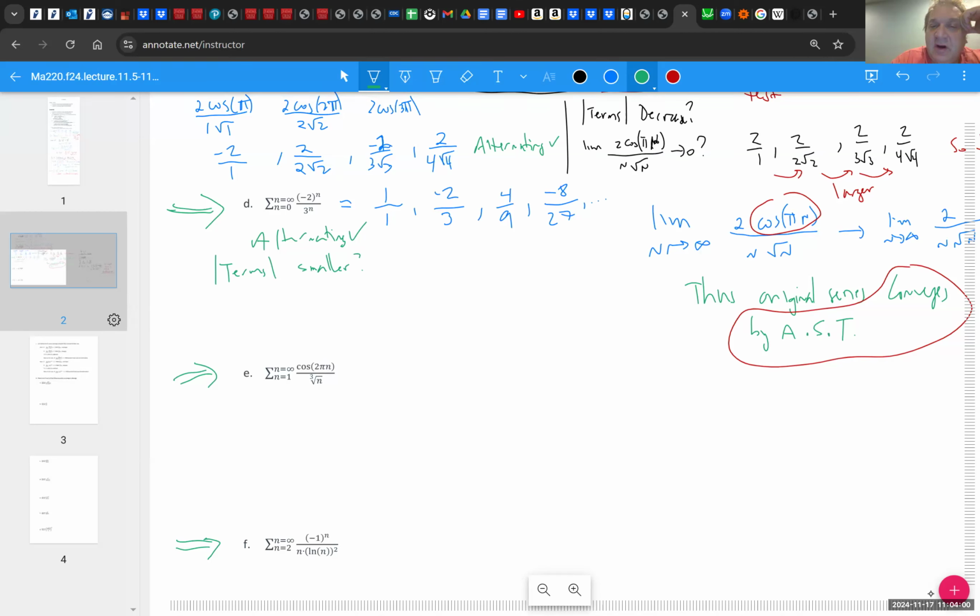The tops are 1, 2, 4, 8, 16. They're powers of 2. And the bottoms are powers of 3. So 3, 3 squared, 3 cubed, 3 to the 4th.